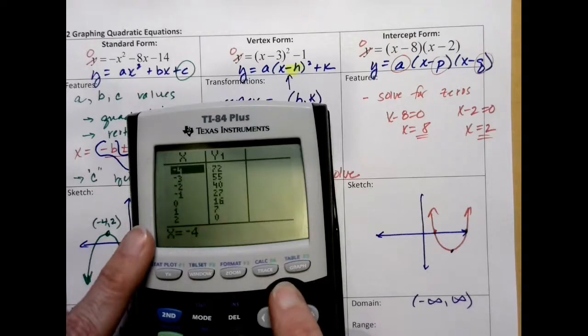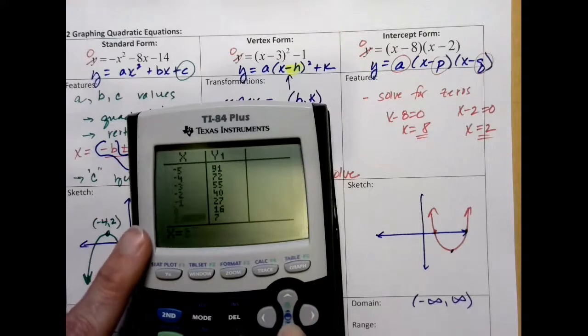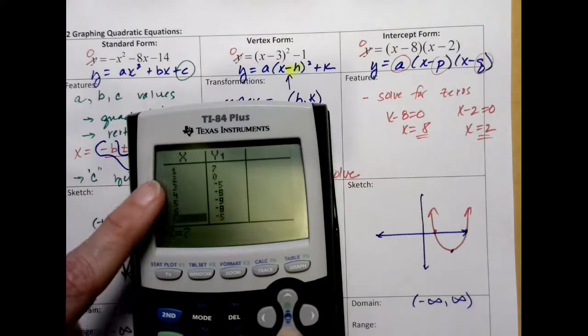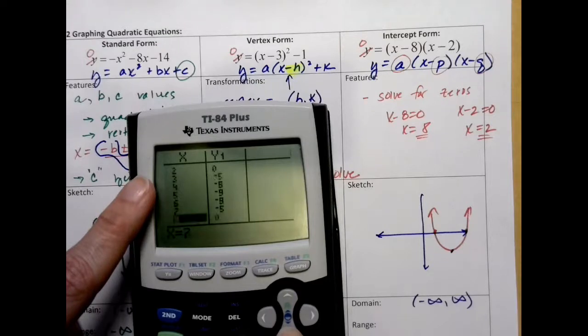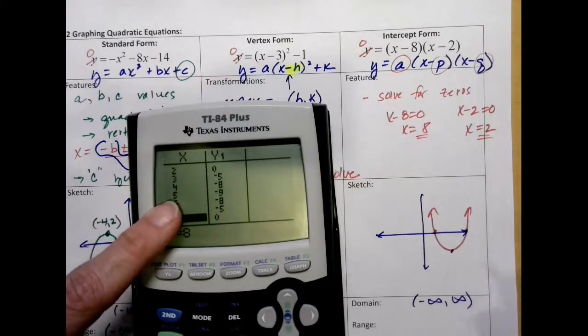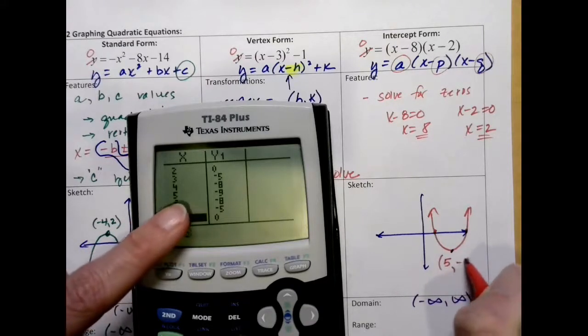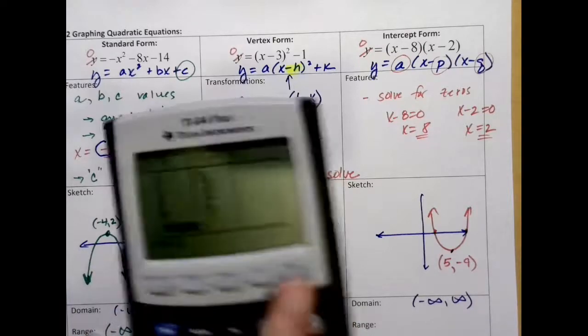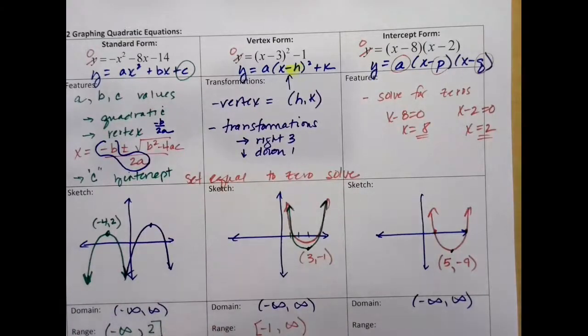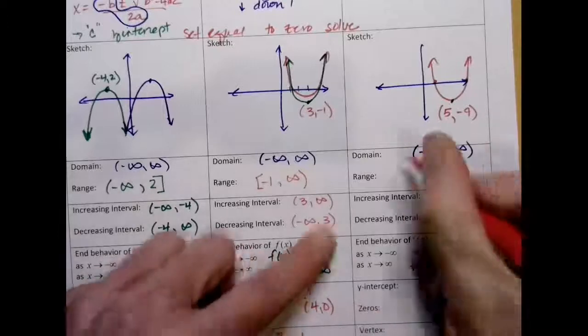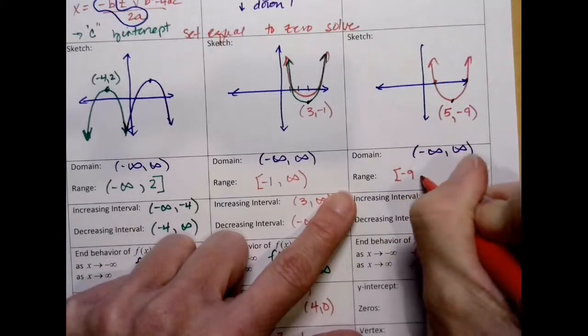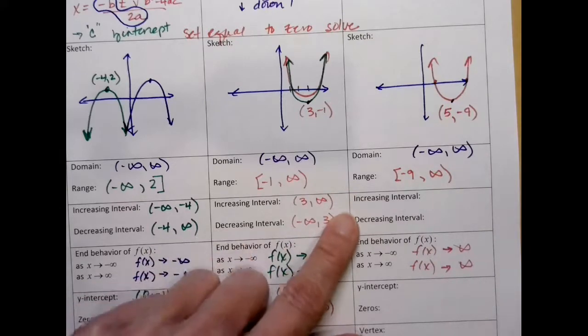Well, we have our zeros are going to be 8 and 2. Oh, I'm going the wrong way. 8 and 2. So there we go. And our vertex is going to be 5, negative 9. So our range is going to be from negative 9 up to positive infinity.